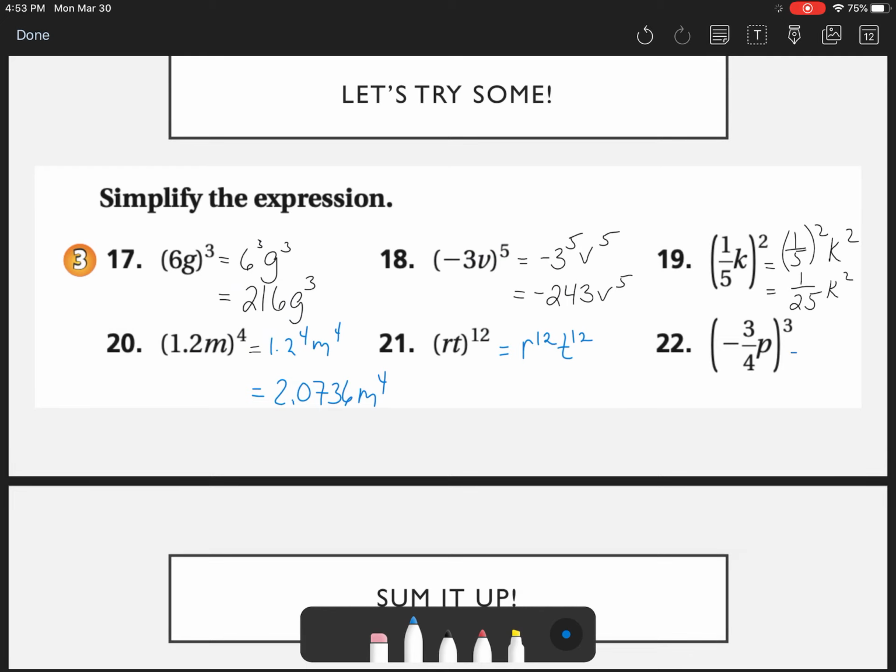And last but not least, negative 3/4 to the third power, p to the third power. When we work out negative 3/4 to the third power, you work it out individually. 3 to the third is 27, over 4 to the third, 64. Remember, it's negative because our exponent is odd. P to the third.